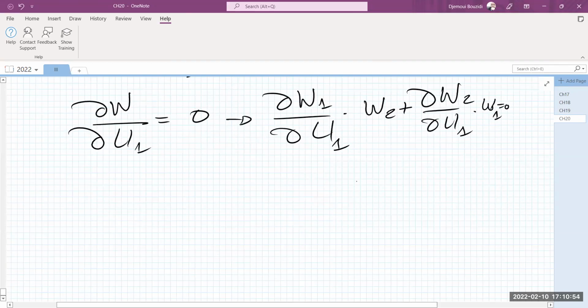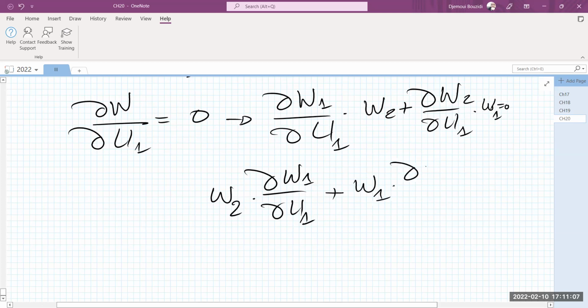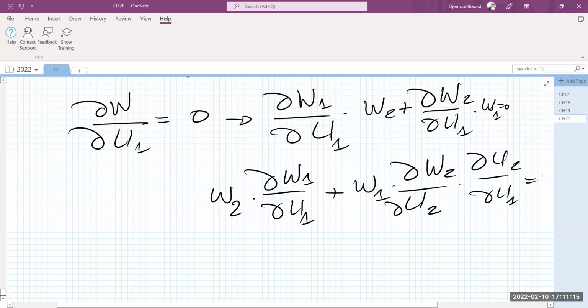So I have to express the expression as W2 times the derivative of W1 with respect to U1, which is just the first term, plus I'm going to write W1 in here times the derivative of W2 with respect to U2 times the derivative of U2 with respect to U1 equals 0. I use the chain rule in here.